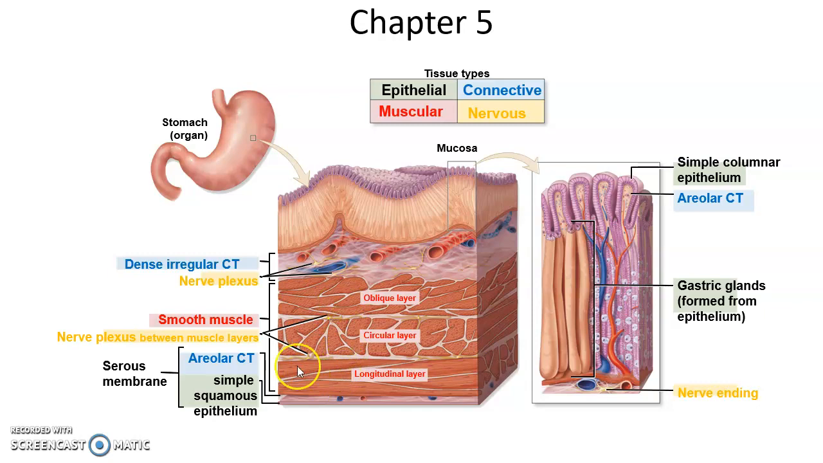Under that, we have 3 layers of smooth muscle tissue, very important to allow the stomach to churn its contents and then move it on to the intestines. And then finally, at the surface is areolar connective tissue. And finally, some simple squamous epithelium in the serous membrane that helps to surround the stomach. So again, all 4 kinds of tissues: connective, epithelial, muscular, and nervous.